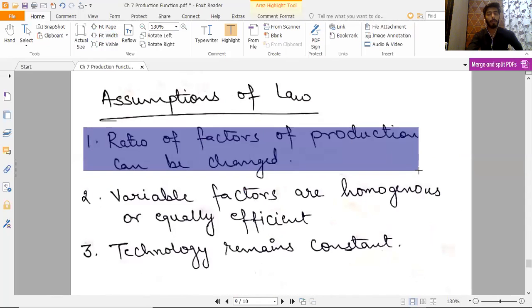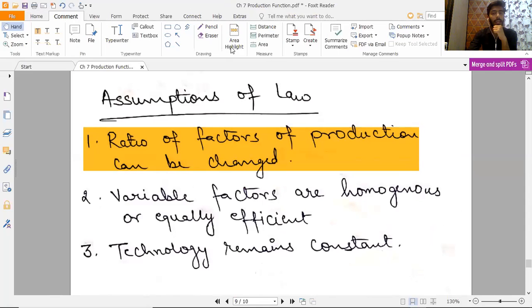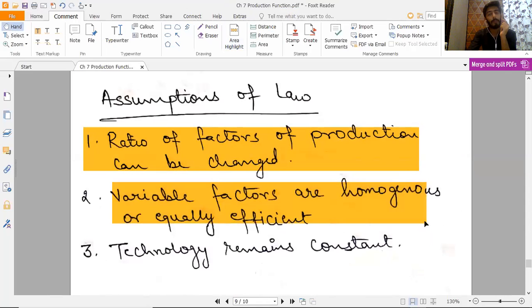First thing, the ratio between the factors of production can be changed, like one fixed factor, one variable factor, one fixed factor, two variable factors, one fixed factor, three variable factors, like 1:1, 1:2, 1:3, 1:4. This factor proportion can be changed. Second thing, all the variable factors are homogeneous. When we were employing labor on that farm, all the labor need to be homogeneous. That means उन सबकी efficiency बराबर होनी चाहिए. They should be equally efficient.